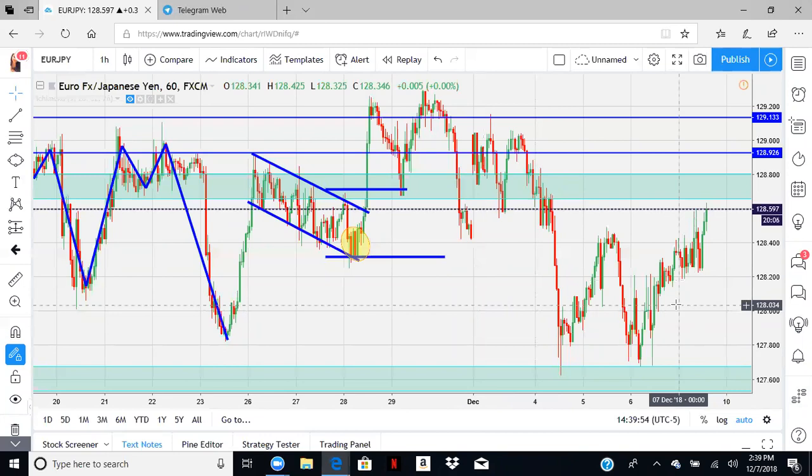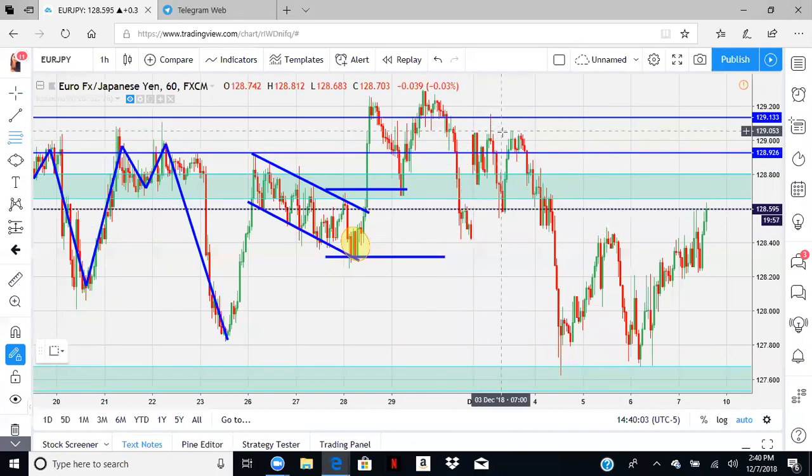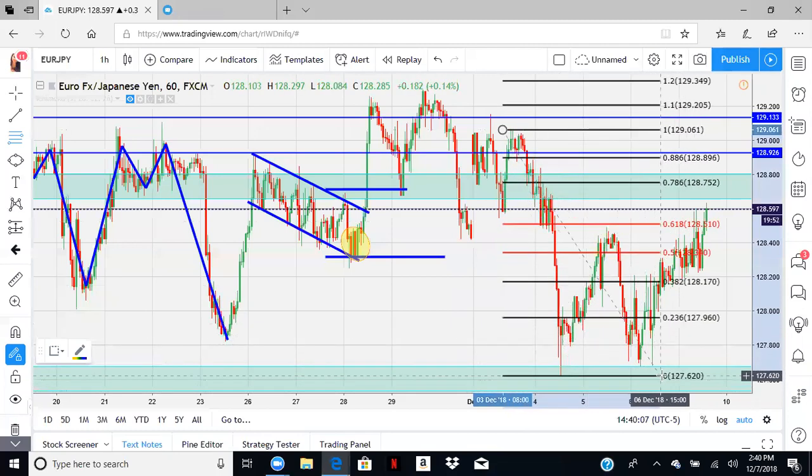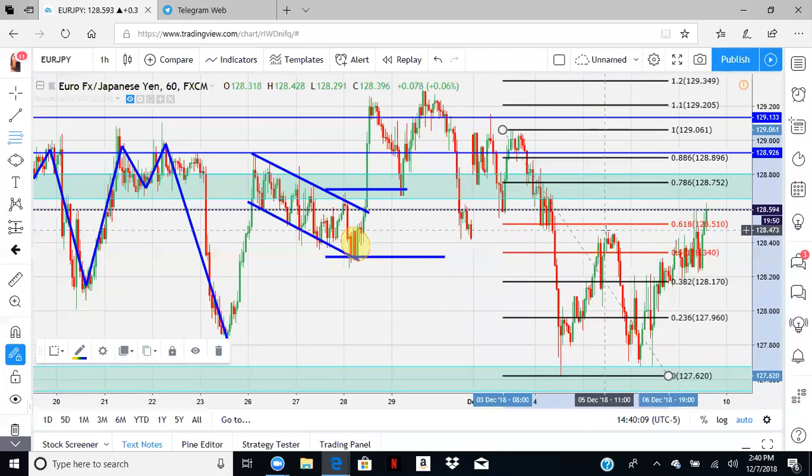Like for instance, this one right here, I can already tell this was a fib level for sure. Look, I don't even have to use this. I can see it. This was a fib level. So whatever happens first, whatever works for you.